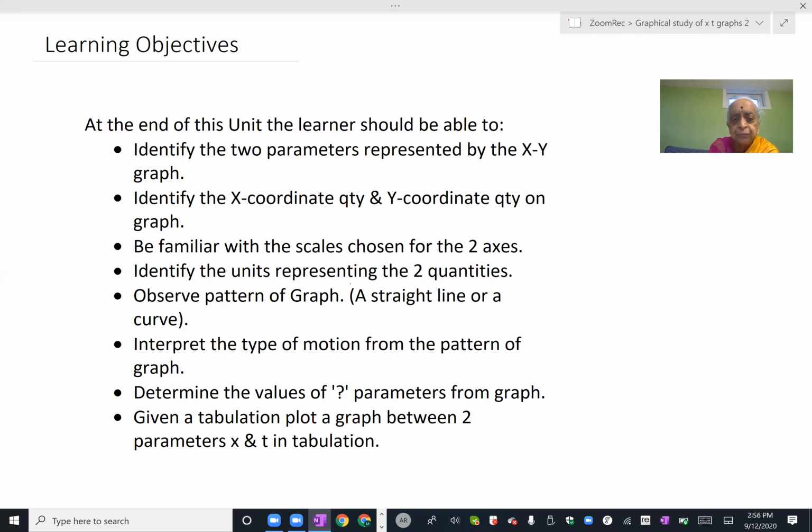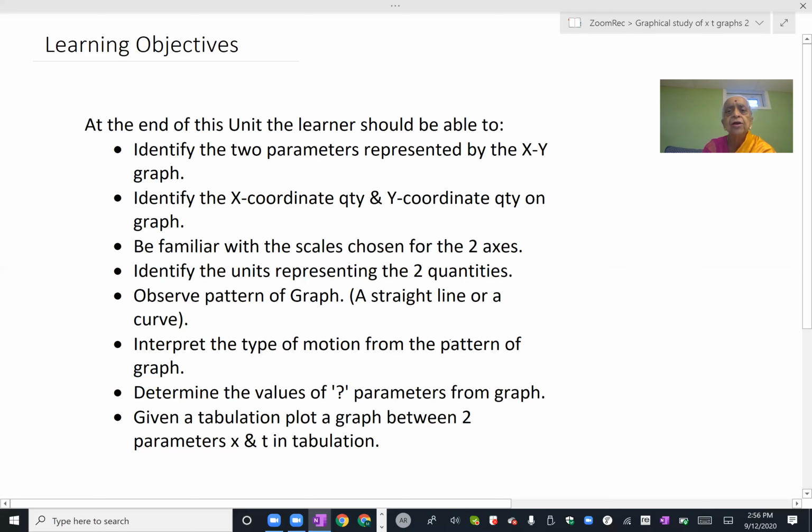Then observe the pattern of the graph, how the graph goes. Is it a straight line or a curve, or is it a straight line making an obtuse angle with the positive x direction, or is it a straight line making an acute angle with the positive direction, or in other words, is it having a slope of positive value or negative value or varying value, and depending upon that your interpretation of the motion will vary. Interpret the type of motion from the pattern of the graph.